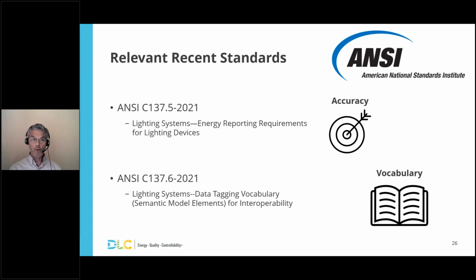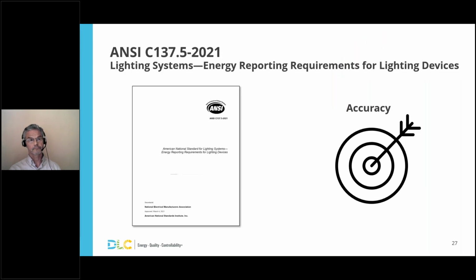In 2021, the NEMA ANSI C137 Committee on Lighting Control Systems published 2 relevant standards on the accuracy of energy reporting and on data tagging. I want to express sincere appreciation to all of the committee members who contributed to creating these standards. Both standards will be invaluable in helping the dance of efficiency incentives and NLC products to flow more smoothly.